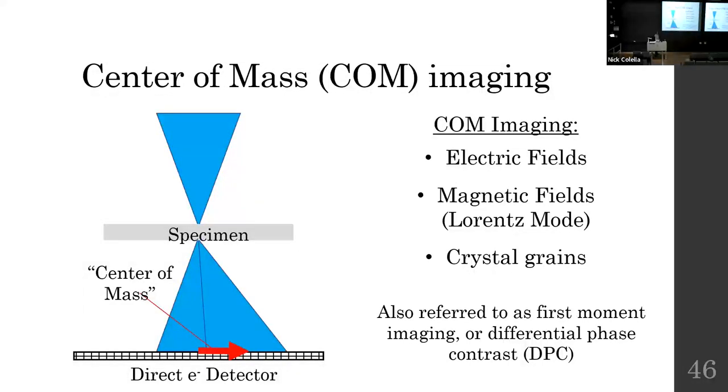I've been talking about how the electron beam interacts with the sample. Well, what if the sample has got an inbuilt field or a crystal structure, which is going to deflect the beam? So if you've got a local electric field or a magnetic field within your sample, the electrons, negatively charged, are going to be deflected within the sample. So what we can see is if that occurs, we get a change of the center of mass. And these detectors are very nice and sensitive, and we can detect these subtle shifts.